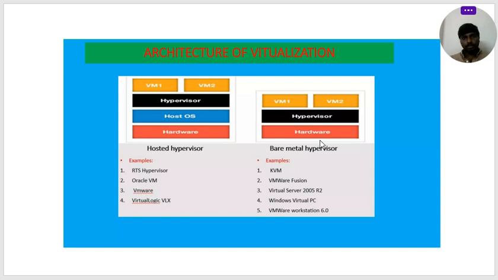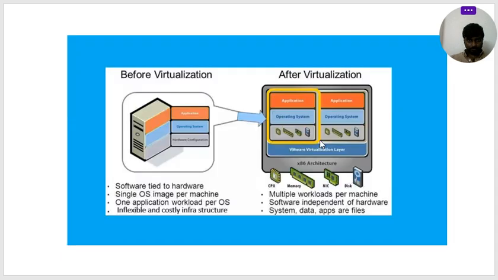This is the architecture of virtualization: hosted hypervisor and bare metal hypervisor. Basically, we have two types of hypervisors. One is the hosted hypervisor and the other is the bare metal hypervisor.